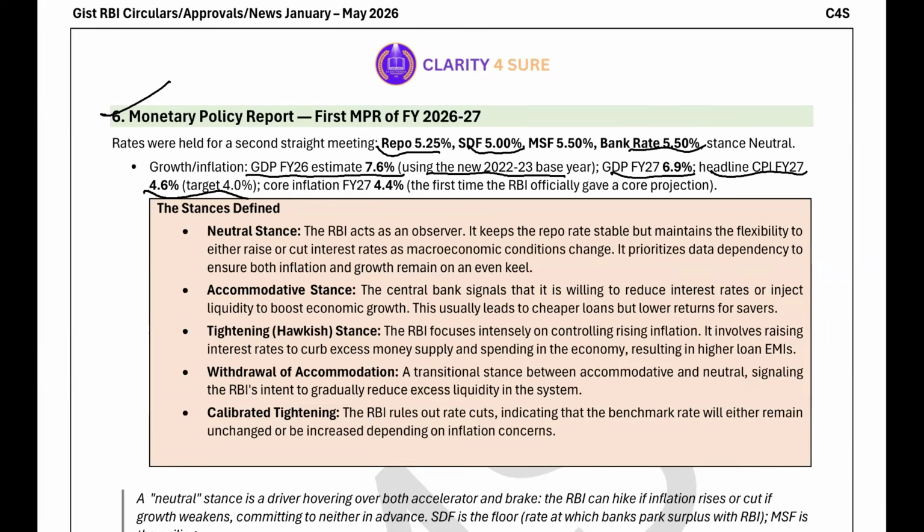4.6%, target 4.0%. Core inflation, first time it has been added. कोर इन्फ्लेशन पहले RBI नहीं बता रहा था, but it is now getting added. Core inflation is financial year 2027 4.4% according to the April month monetary policy report. ठीक है, बाई मंथली आता है ना ये, that's why the first time the RBI officially gave a core projection. It is 4.4%, GDP financial year 6.9%, 7.6 year. अब GDP estimation for the financial year 2026 बता दिया गया। वेस्ट एशिया कॉन्फ्लिक्ट की वजह से it has been started.